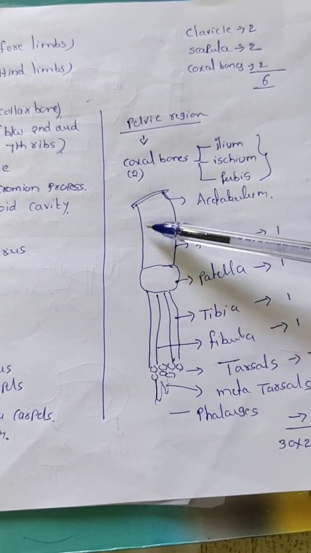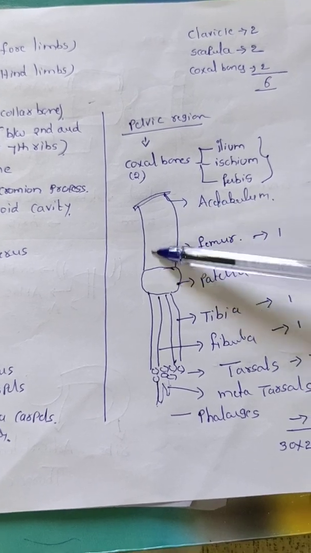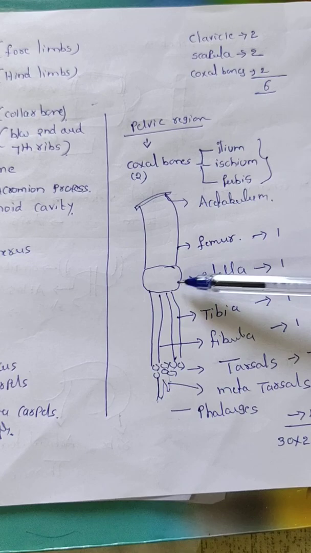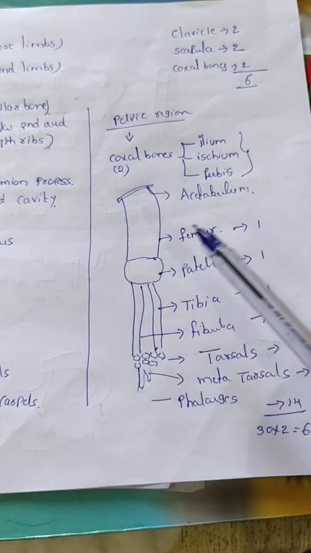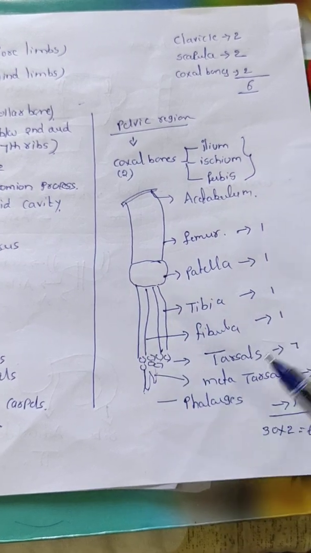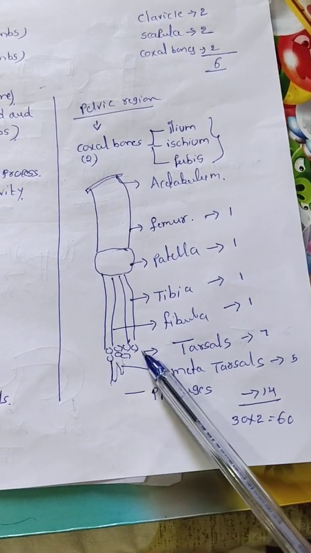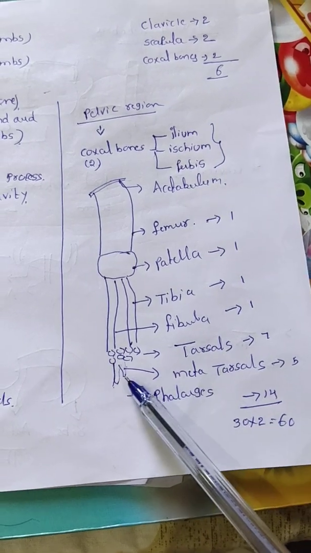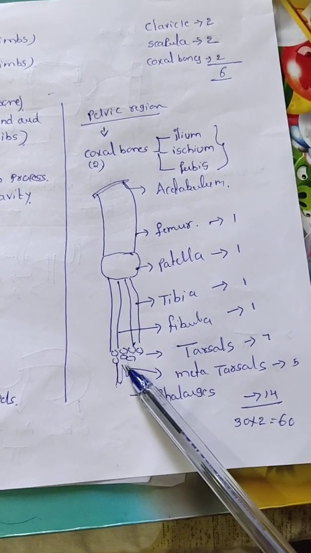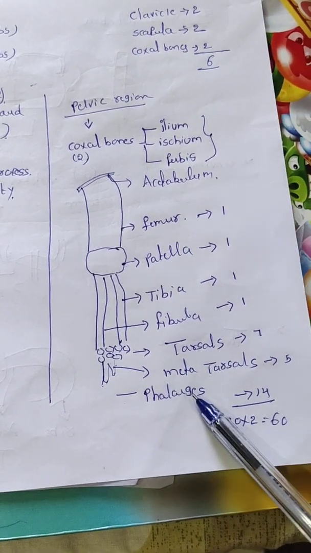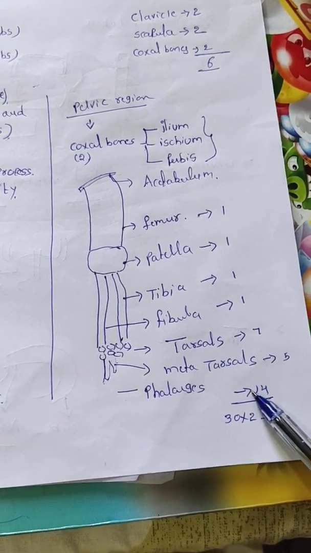Now this is the thigh bone, that is called the femur, and there is the kneecap, that is called the patella, and there are the tibia and fibula. In the ankle there are bones, that are called tarsals, and in the foot there are bones, that are called metatarsals, and there are digits, that are called phalanges. How many are there? 14.